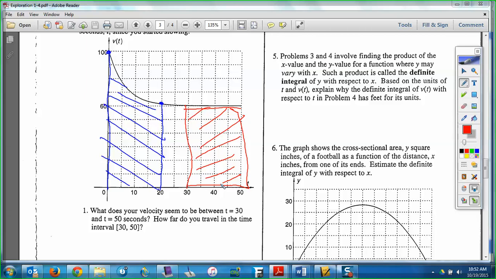So the first thing I want you to understand or agree on is that that blue area would be how far we traveled. Would that make sense? That blue area would be how far we traveled in those 20 seconds. Finding that area is the problem. And this is the connection between derivatives and integrals.